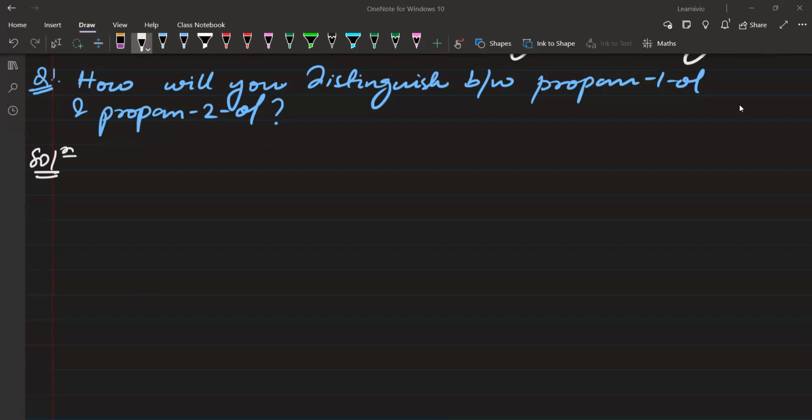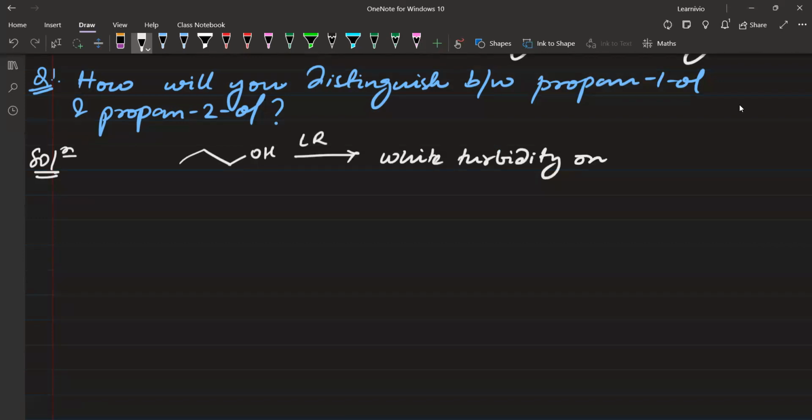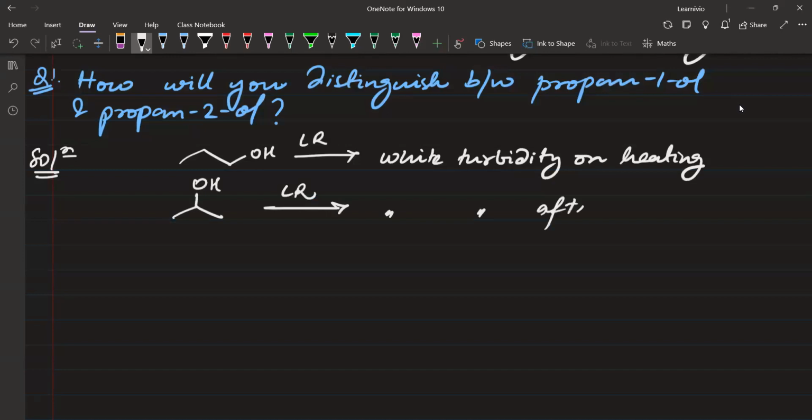फर्स्ट ऑफ ऑल आपको आना चाहिए कि अगर हम प्रोपेन वन ऑल लेंगे दैट मींस 1 2 3 कार्बन एटम्स एंड OH and I will react this with Lucas reagent. This is not what you have to write. This is something that will be in your head. You can write it down, but that will not give you marks. Then it is going to give you white turbidity on heating. But if I use propane-2-ol in the presence of Lucas reagent, it will give me white turbidity after 5 to 10 minutes. ठीक है.